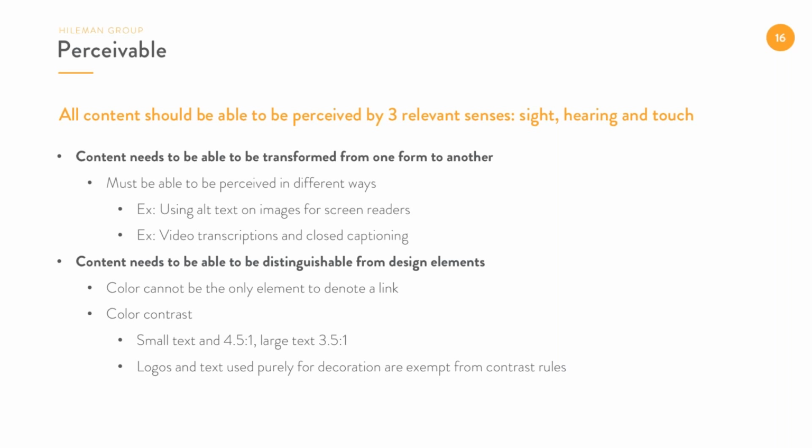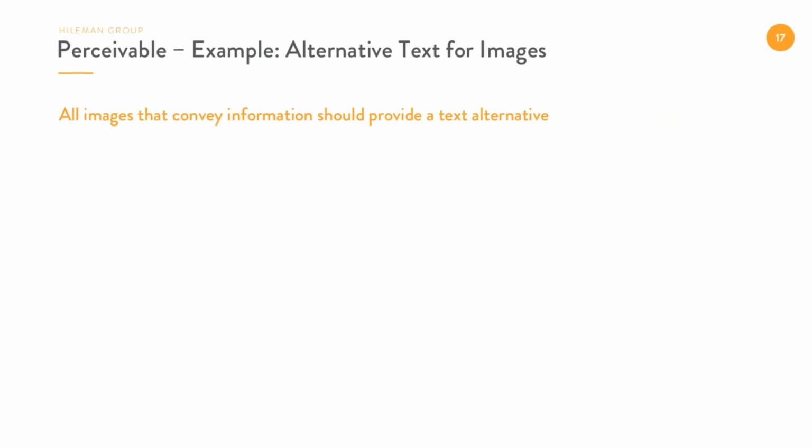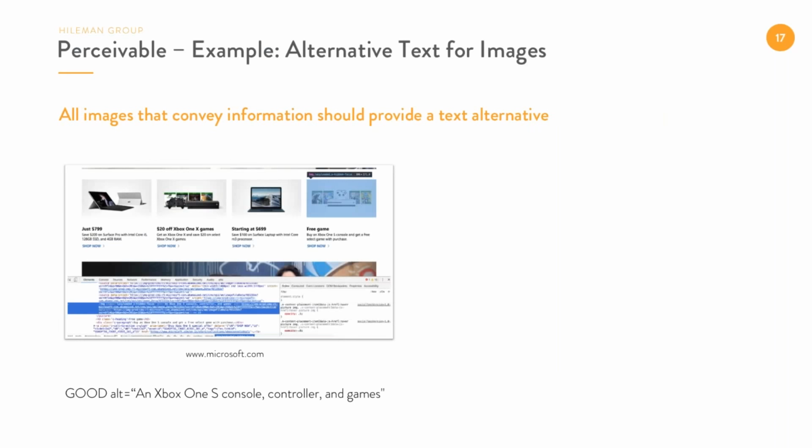In order to check that, there are color contrast checkers out there that can help you. And don't worry, your logos and text that's used purely for decoration are exempt from these contrast rules. You do not need to change your logo colors for that contrast. So here's some examples. Good alt text is an Xbox One S console, controller, and games over on that right-hand side.